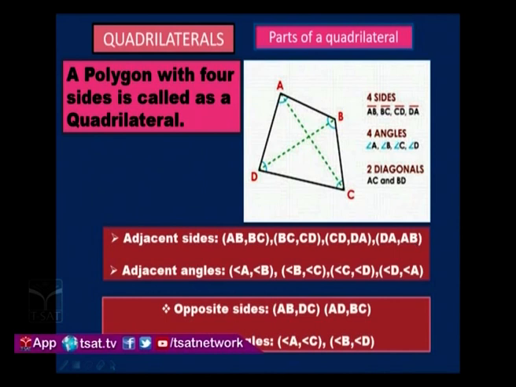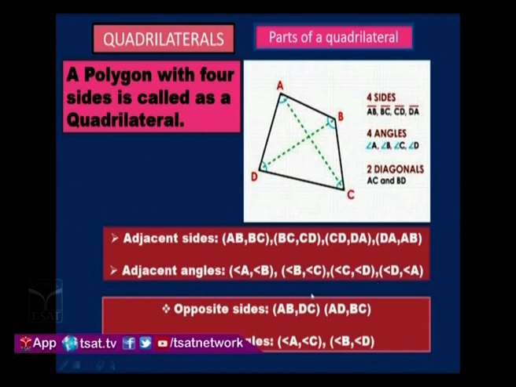And also adjacent angles. Adjacent angles are two angles which have a common arm. Look at the figure, children. Angle A and angle B have a common arm AB. So angle A is adjacent to angle B. Similarly, angle B is adjacent to C, C is adjacent to D, and D is adjacent to A. So in total we got four pairs of adjacent angles in the figure.